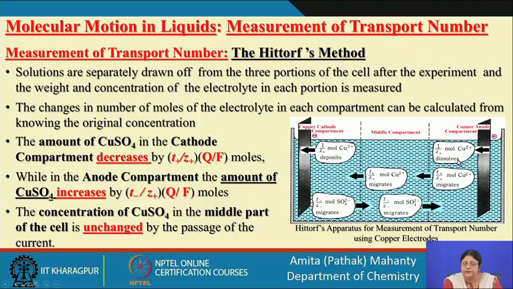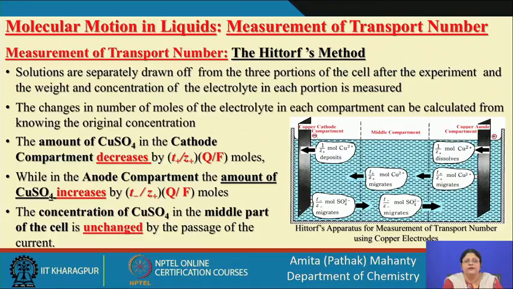So, as the experiment proceeds, what we expect is that the compartment which is the cathode has a depletion in the amount of copper sulphate, while the compartment which is the anode should have an increase in the concentration of copper sulphate after passage of current or passage of electricity on performing the experiment. And we have seen that if we want to find out the change in moles if Q amount of electricity is passed, we want to see the changes in moles.